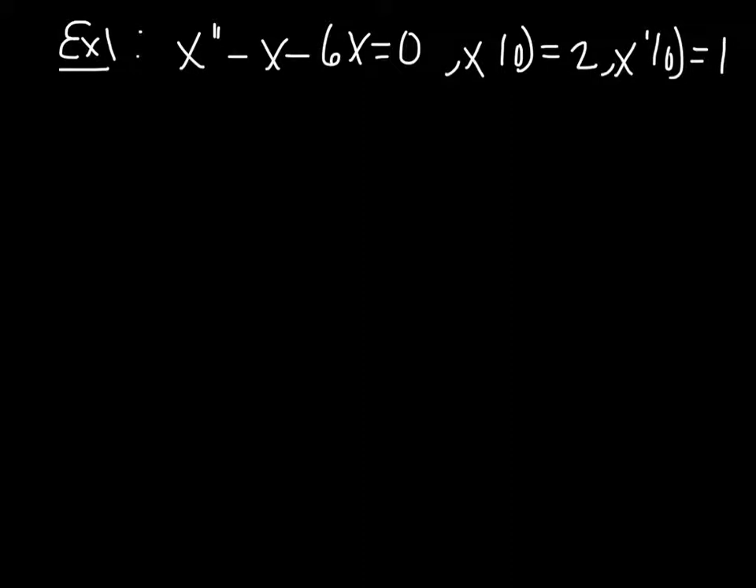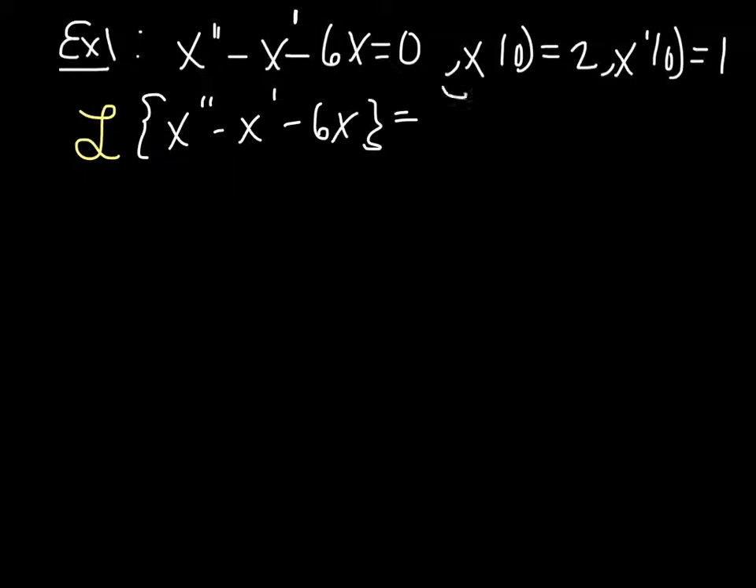Okay, so let's solve this initial value problem, right? We have our initial conditions and we have our differential equation. And I actually forgot one thing. That should be a prime there. And okay, so let's go ahead and take the Laplace transform of both sides. So here we have the Laplace transform of x double prime minus x prime minus 6x. And I'm going to take the Laplace transform of the right-hand side, which is just going to be 0, well, of 0.